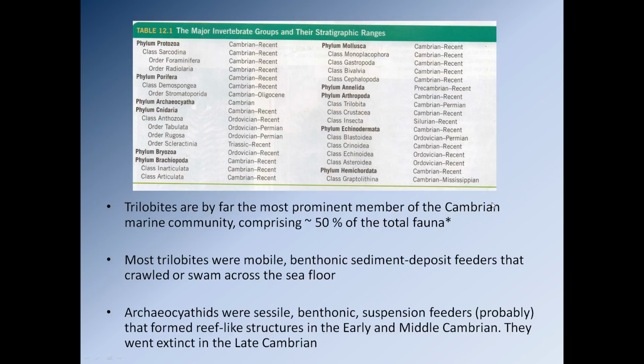Well, yes, trilobites do make up about 50% of all the fossils we have from the Cambrian. However, the reason for that is trilobites fossilize very, very well. So they were very common. They had hard shells which fossilize well, and they lived in environments where they also tended to fossilize.